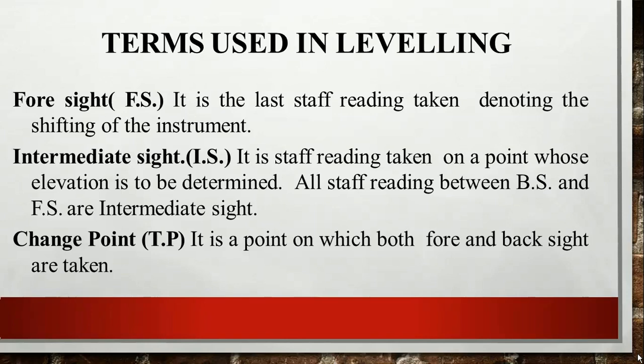The next terminology is intermediate sight, denoted as IS. It is the staff reading taken on a point whose elevation is to be determined. So all staff readings between BS and FS are called intermediate sight. And at last there is a change point. Basically it is a point on which both foresight and backsight readings are taken, right?